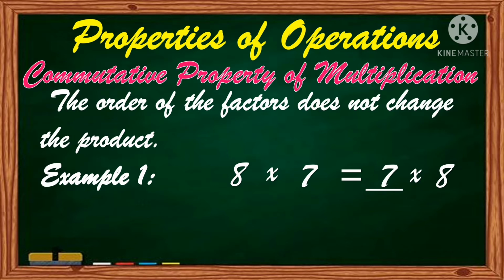And let's do the process. 8 times 7 is equal to 56. 7 times 8 is equal to 56 also. So even if we change the order of the factors, the product would be the same. And that is the commutative property of multiplication.